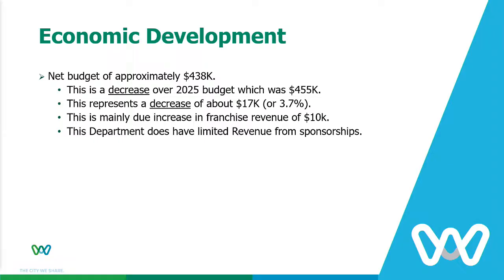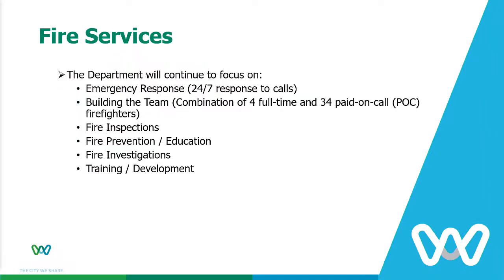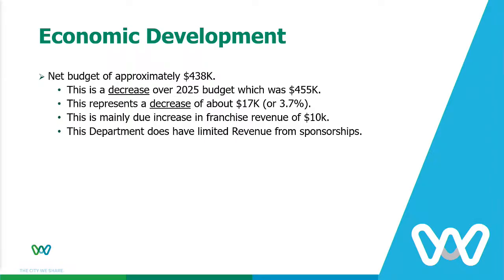We have a net budget of approximately $438,000. This is a decrease over the current budget year, which was $455,000. This represents a decrease of about $17,000 or 3.7%. This is mainly due to increase in franchise revenue of $10,000. And just a reminder that this department does have limited revenue from other sponsorships as well. Any questions before I move on? Questions?